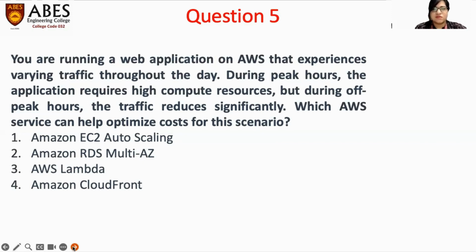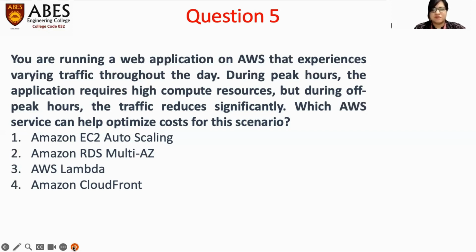Next question is, you are running a web application on AWS that experiences varying traffic throughout the day. During peak hours, the application requires high compute resources, but during off-peak hours, the traffic reduces significantly. Which AWS service can help optimize cost for this scenario? So here, four options are available, and the best answer is option C, AWS Lambda.